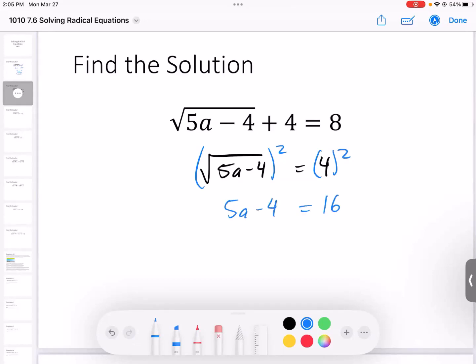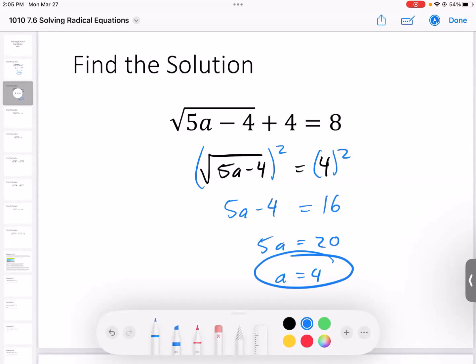And then you just go through and solve the equation like normal. So you'd add 4 to both sides, which gives 5a equals 20, divide by 5, and you get a equals 4. And once again, you always want to check your answer and make sure it really does make the equation true. So we test it out and we say, well, 5 times 4 is 20. 20 minus 4 is 16. The square root of 16 is 4, and 4 plus 4 does equal 8. So this is a solution, and so that would be how we solve that.